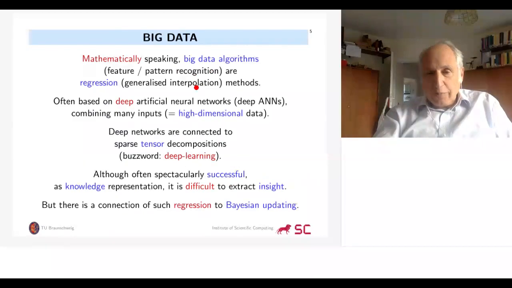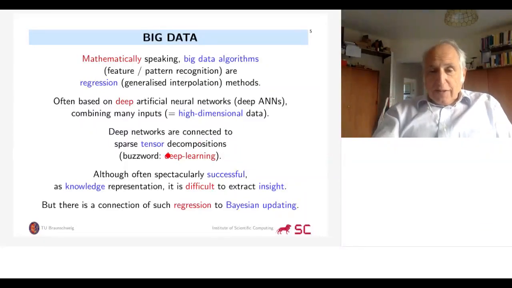Big data, as I was saying before, is trying to find patterns, and it typically uses deep neural networks to do this, because that's one way of interpolating or regressing on high-dimensional data. Okay, so we'll see this later again. It's something we have done too with polynomial chaos.